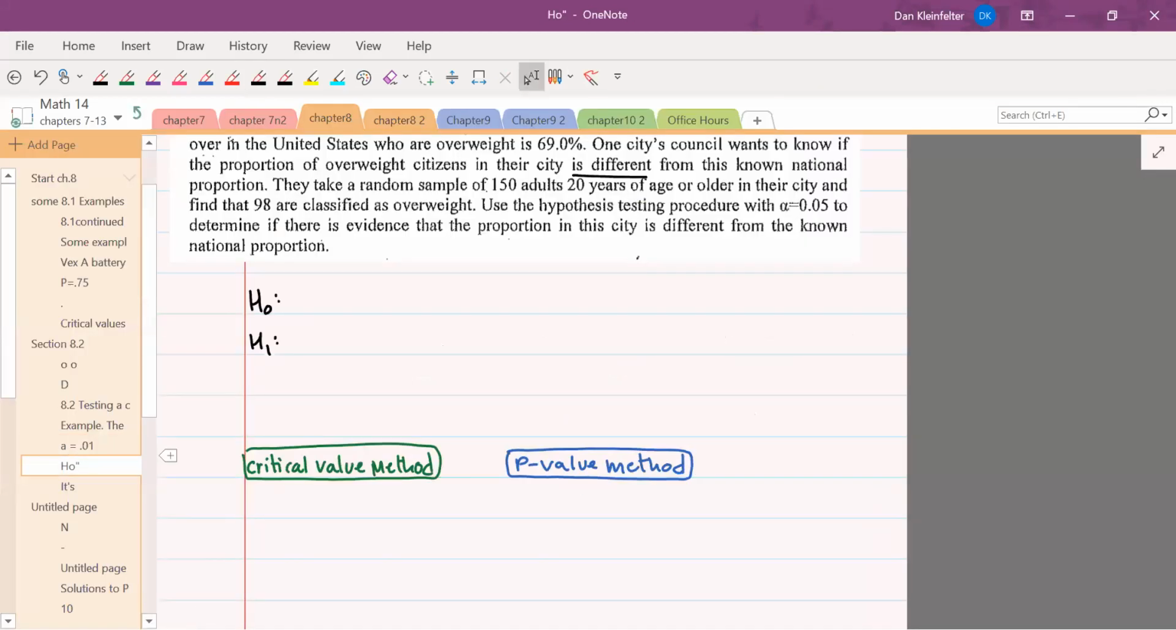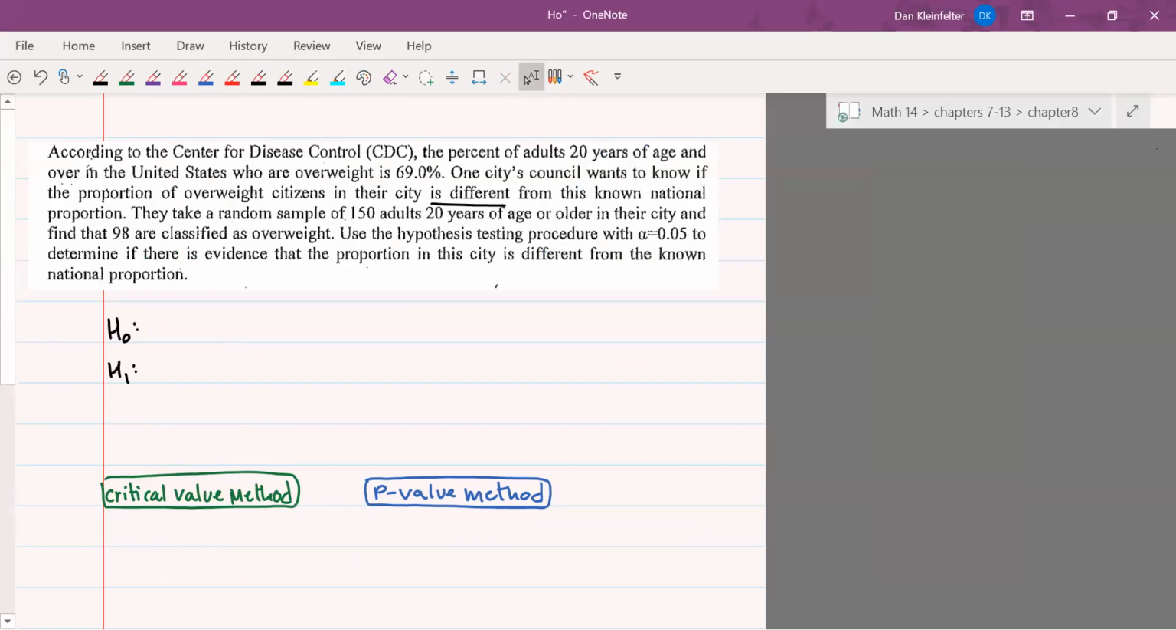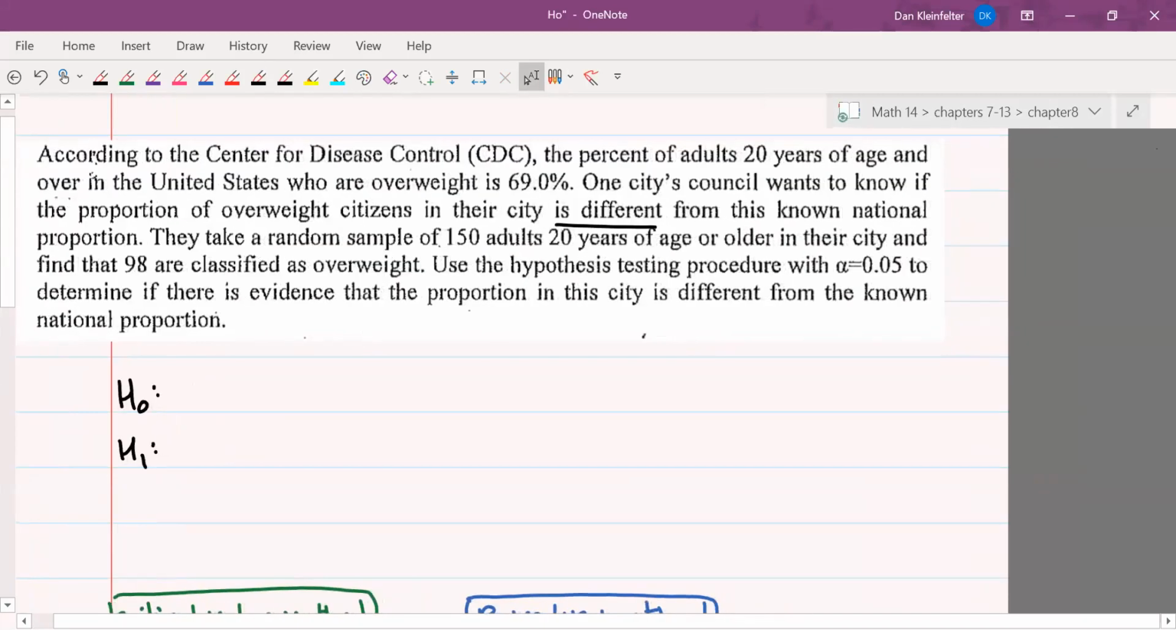Okay, so we just have two more examples in this section. So let's see. Here it says, according to the Center for Disease Control, the percent of adults 20 years of age and over in the US who are overweight is 69.0%. One city's council wants to know if the proportion of overweight citizens in their city is different from this known national proportion. Okay, so the fact that they're saying they just want to know if it's different, that makes it sound to me like a not equal to, right?